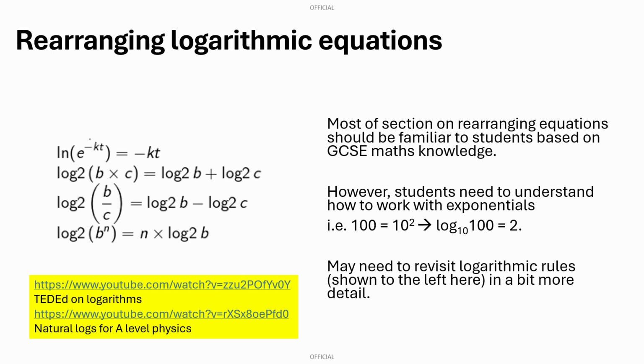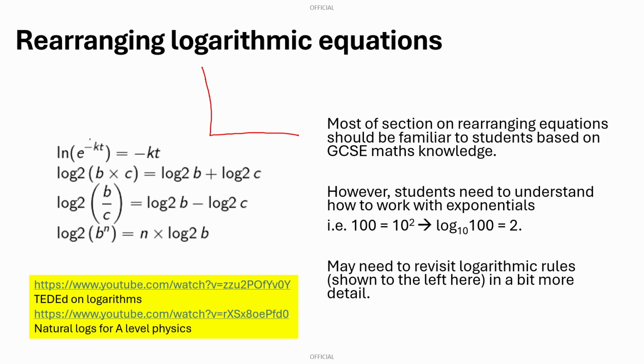I put 2 links down there which I think are quite useful. One's a real simple introduction to logs, and then the second one is about natural logs. I think one of the things that the second one is good at is it makes that point that natural logs are really important in physics. And I think one of the reasons is that, as they mention on the video, it's partly because lots of things in physics can be explained by exponential growth and decay, and other subjects for that matter.